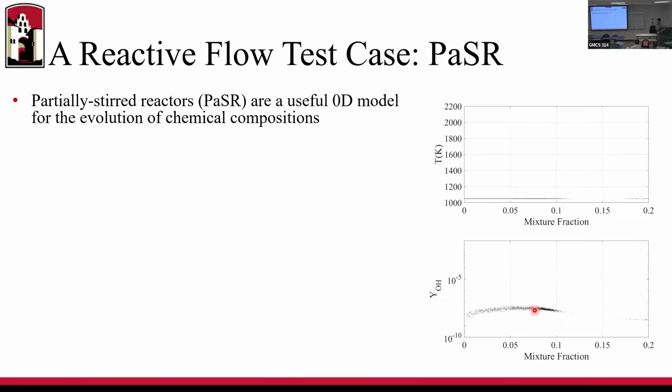Okay, so now, because I see that I'm running low on time, let me quickly define the reactive flow test case. So our reactive flow test case is going to be a partially stirred reactor, and a partially stirred reactor is basically a zero-dimensional model of combustion. We have a collection of points, and periodically we're adding new fuel particles or new oxidizer particles. Periodically we're taking away existing particles, and then as the simulation progresses, we are evolving each particle's composition, and periodically we're mixing particles with each other.